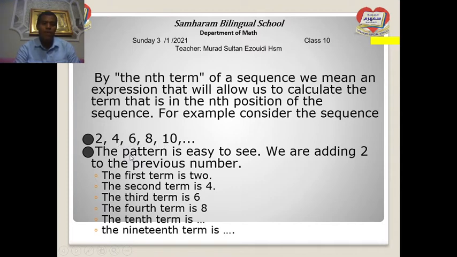The pattern here is easy to see, isn't it? We are adding 2 to the previous number. The first term is 2. What do you think about the second term? It is 4. Yes. The third term is 6. The fourth term is 8. The 10th term is 2 multiplied by 10, which is 20, and the 19th term is 2 multiplied by 19, which is 38, and so on.